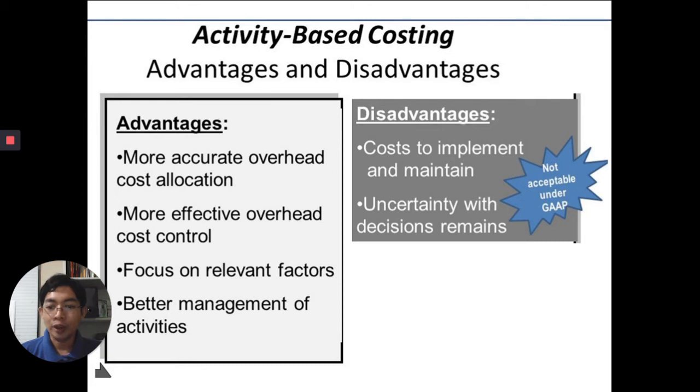Number 1, cost to implement and maintain. When you implement activity-based costing, it requires time, effort, and cost in order for you to implement it properly. And sometimes, when you implement the costing system, the information is no longer relevant. So you need to balance the relevance and reliability of your system. And number 2, there is uncertainty with decisions that still remains.